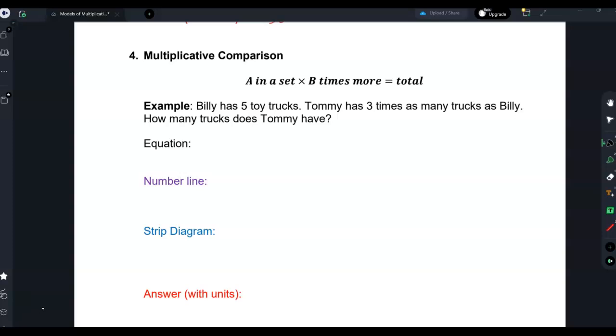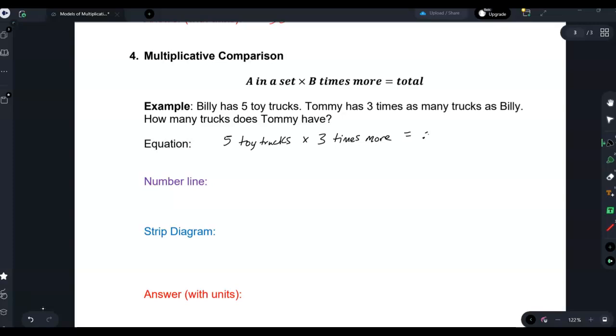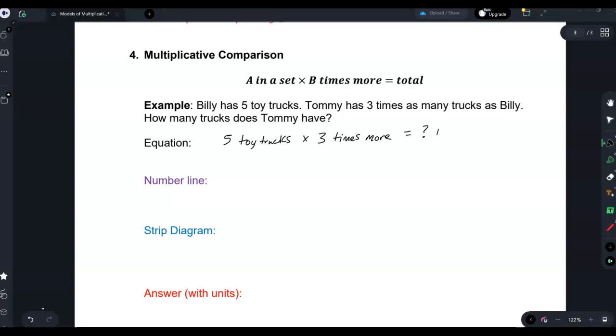So for this particular problem, I would start with 5 toy trucks. That's what Billy had. And then we know Tommy has 3 times as many, or 3 times more. So we would literally write "times more" as the quote unquote units. And then that's going to tell us what the total is. In this case, the total would be in trucks, or if you say toy trucks, that's fine too.